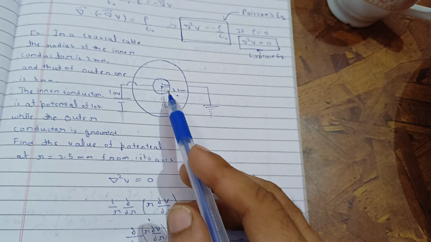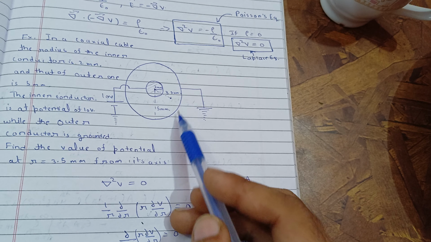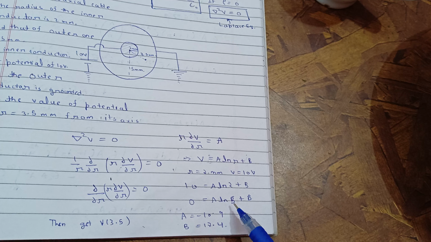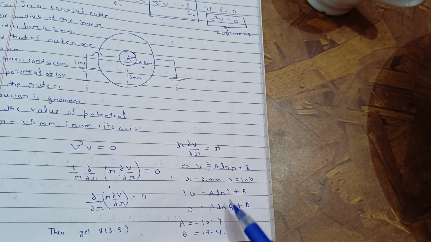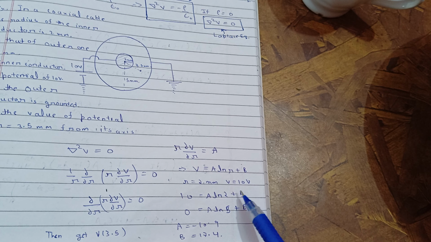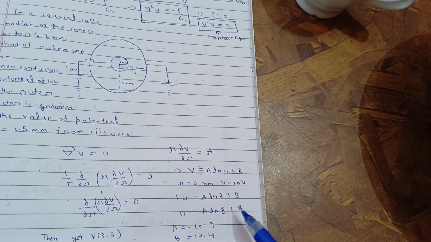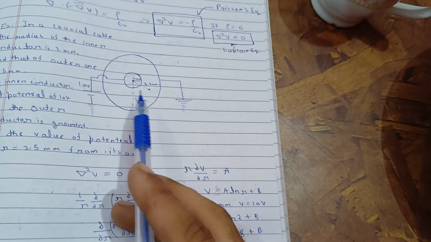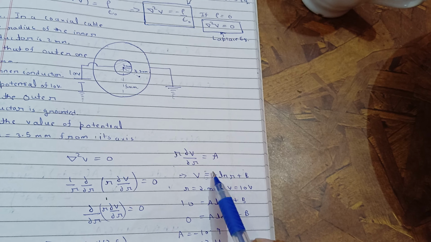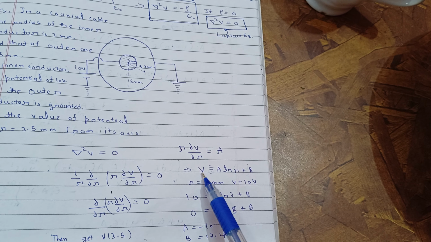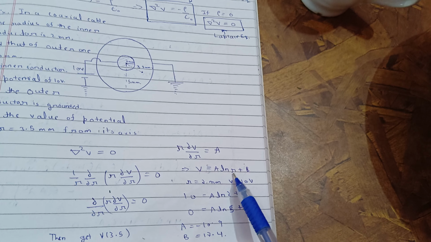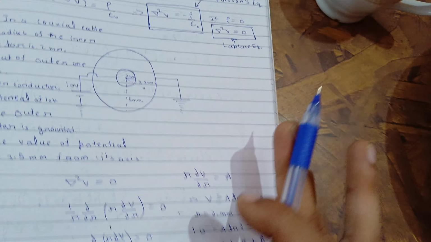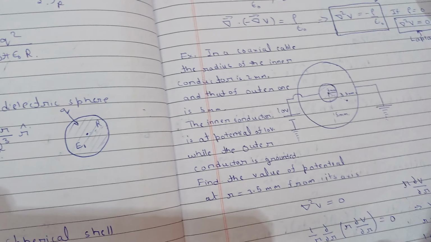Now at R equal to 5 we get the potential 0 because this is grounded. So 0 equals A log 5 plus B. You have these two equations and only two variables, A and B, so you can find the values of A and B very easily. A will be this and B will be this. Now you need to find V at 3.5, so you have this equation, substitute A and B here, and you can just calculate V at R equal to 3.5 directly from this equation. So that's how you can use the Laplace equation here.